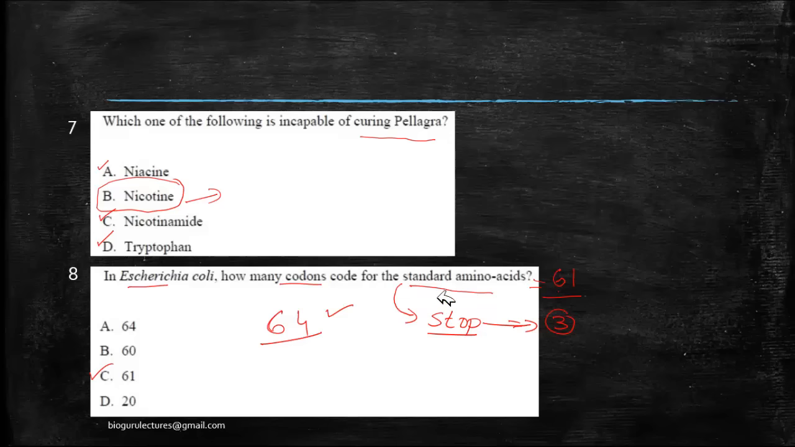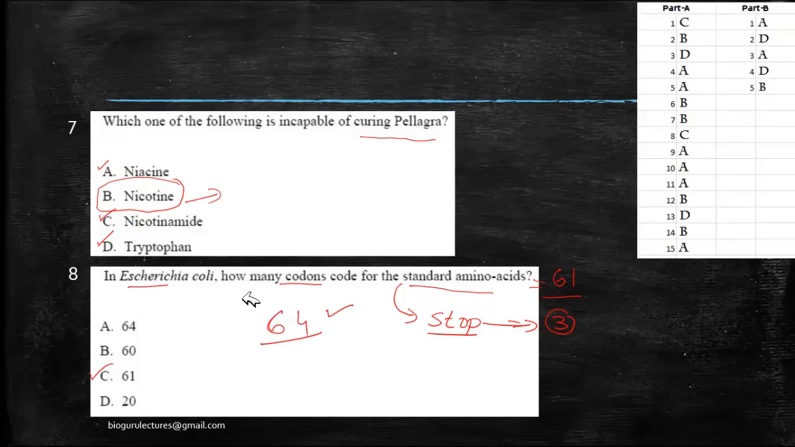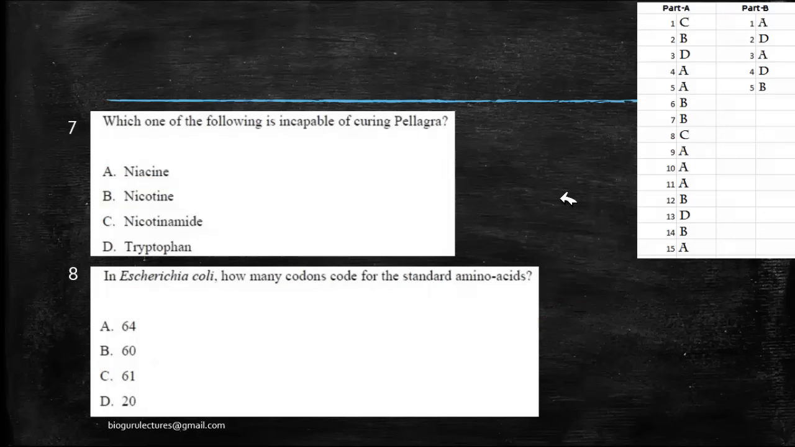Always remember the codons are similar for all organisms. Even if they ask you about humans, or any organism, the codon table will not change for anything. Let's check the answer here. So seventh, eighth, B and C are the right answers.